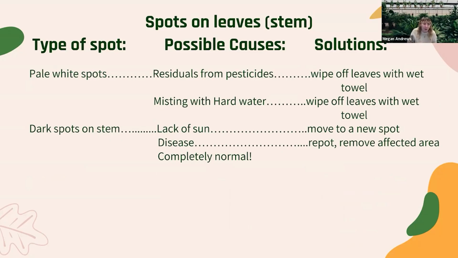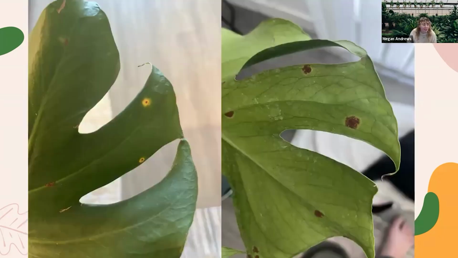You can also see dark spots on the stems. Normally that's due to lack of sunlight or disease. It can also be completely normal and just be part of the plant and the way it grows. So here we have some of those yellow spots, and then the underside directly related is a dark brown spot. This is a fungus. It's hard to tell, but it kind of looks like cocoa powder when you look up close to it. This is best treated with neem oil and cutting off the affected leaves.